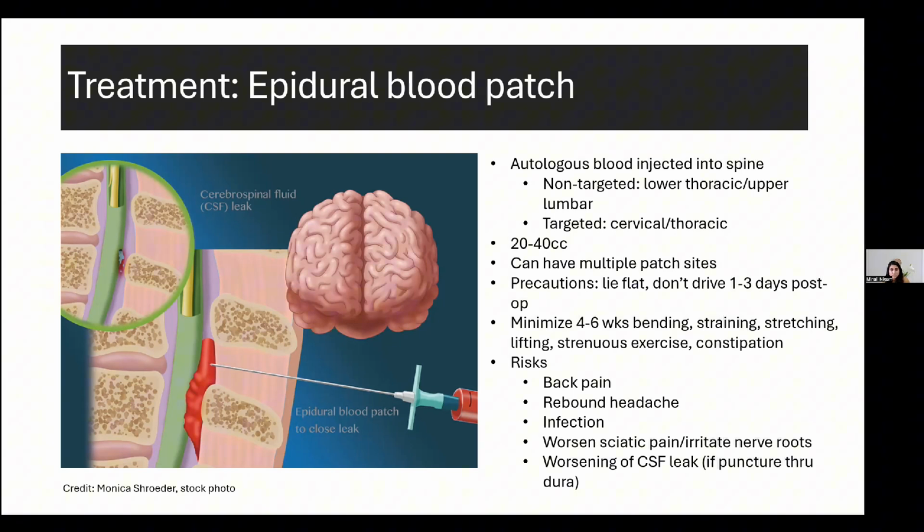But in these cases, sometimes we will actually give CSF lowering agents like topiramate and Diamox temporarily, just to help for that immediate onset of rebound. And usually the rebound headache will come within 48 hours of the procedure. Anytime we inject needles, there is a risk of infection as well. And unfortunately, sometimes we can actually cause worsening of the CSF leak if there is an accidental puncture through the dura when we're doing this procedure.